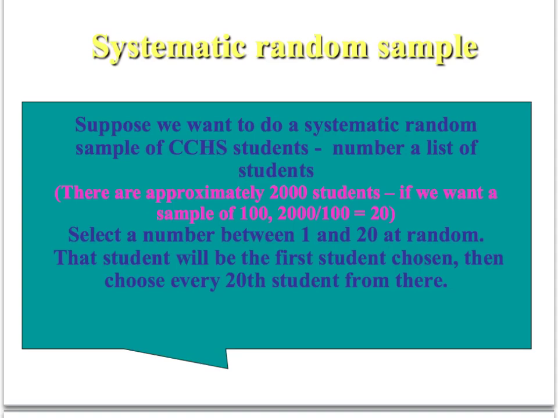with this type, if we wanted to do a systematic random sample of Caney Creek students, we would number the list of students. And since there are approximately 2,000 students in our school, we would take that number and divide by 100, which is the sample size that we were requiring. And that gives us 20. So what we'll do is select a number between 1 and 20 at random, and that student will be the first student chosen. Then we choose every 20th student after that, and that will be the sample that we use.